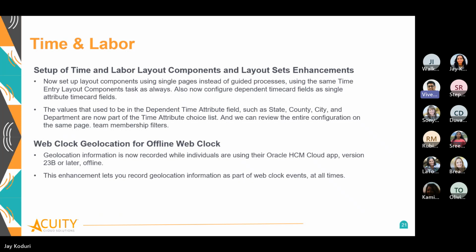The other update is web clock geolocation for web clock, offline web clock. So geolocation information is now recorded offline while individuals are using their Oracle HCM Cloud, and this is available in upgrade 23B or later. So this enhancement lets us record geolocation information as a part of web clock event at all the times.